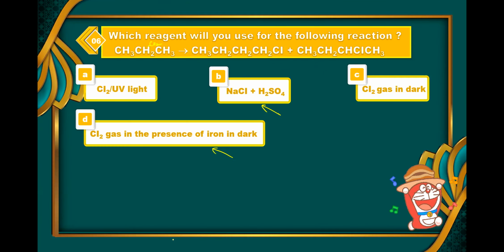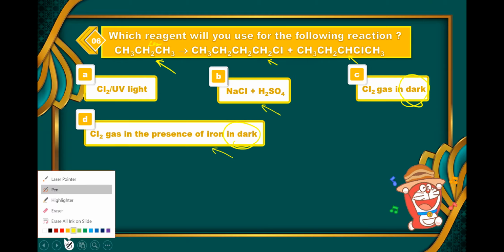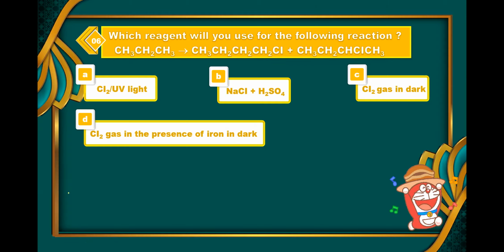Now see question number 6. Which reagent will you use for the reaction? You have CH3CH2CH2CH3, butane, and upon reaction you are getting 1-chlorobutane as well as 2-chlorobutane. Then the reagent you have to use for this reaction is chlorine in the dark. If you use it in the dark, chlorination doesn't take place, because chlorination needs the energy.